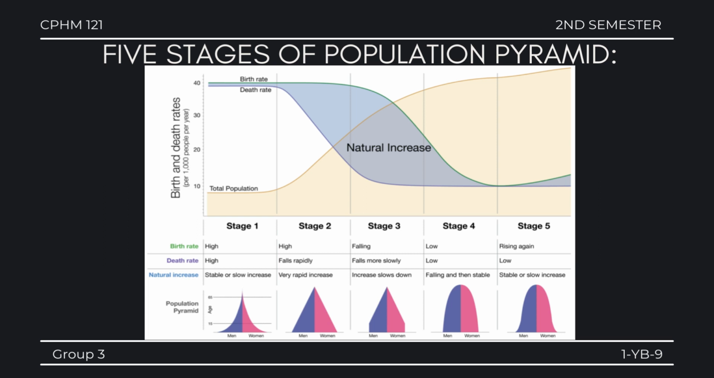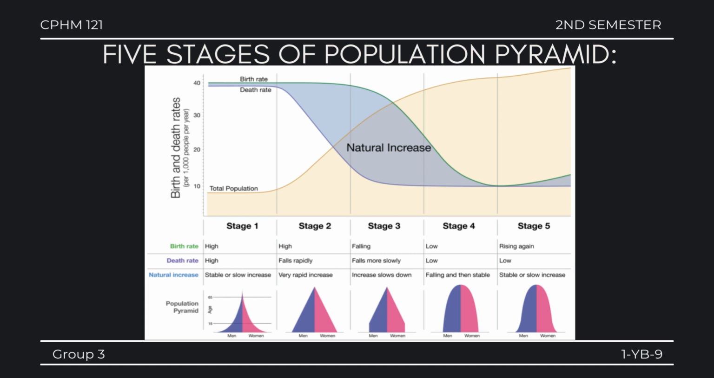Next is stage 4, or also called low fluctuating. The total population is large and continues to expand slowly. A low birth rate and a low mortality rate keep it in check. There will be no long-term natural increase and population growth will be zero. The pyramid has a barrel shape. If you look at the picture, it is now barrel shaped.